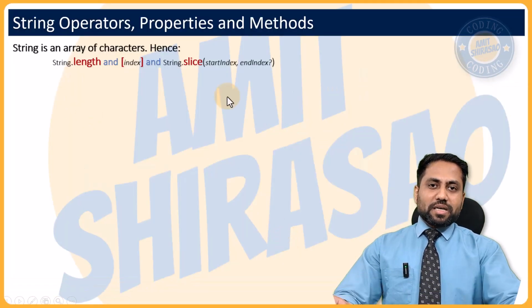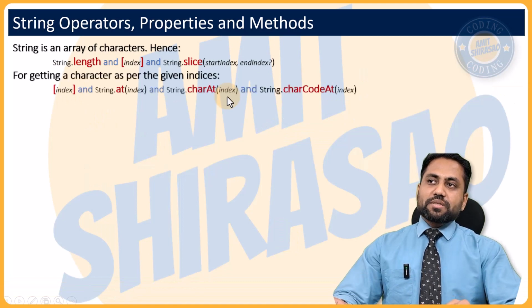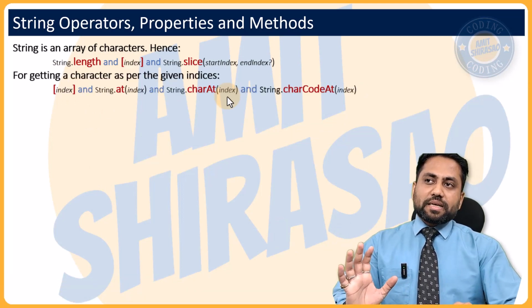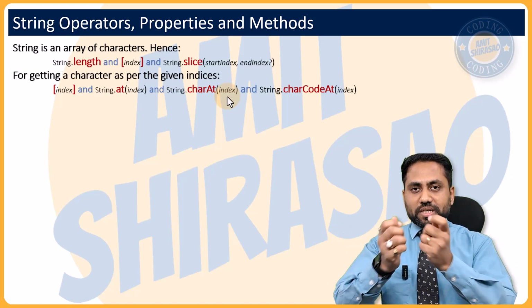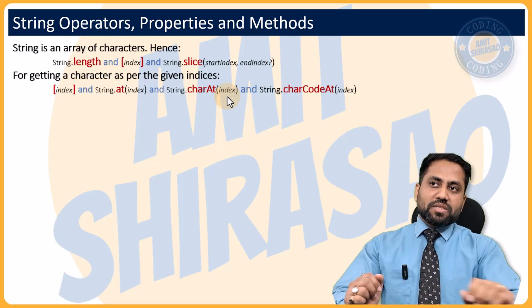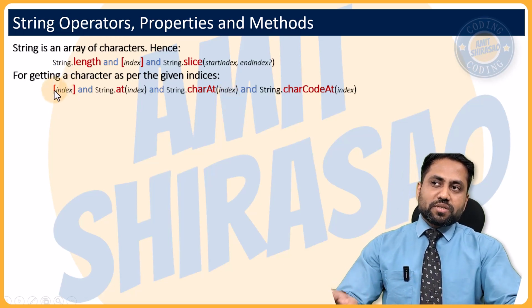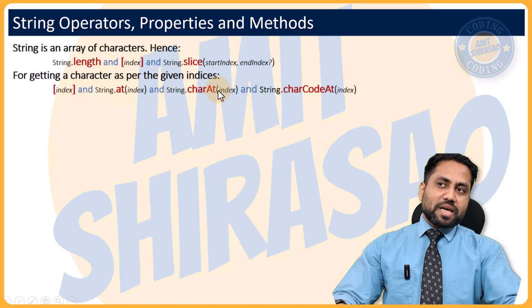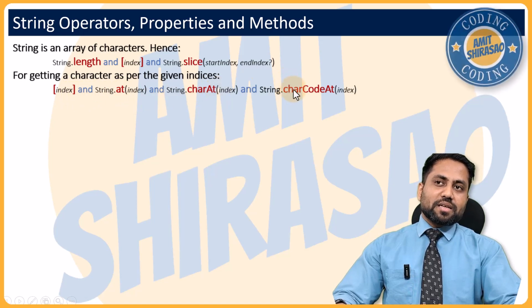So these 3 I explained to you. Then the next one is for getting a character as per the given indices. Let us say that we have the index and we want to get the character at that index. Then these 3 methods are used. The first one you also know, it is the index operator. Second is at. Third is charAt, and then charCodeAt.